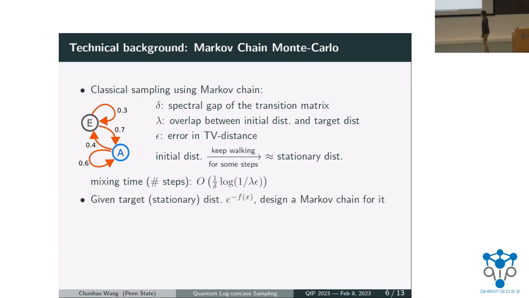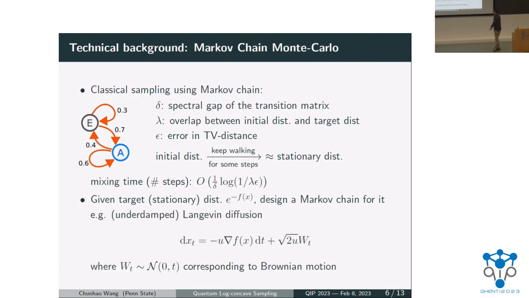And for this task, sampling from a log-concave distribution, the Markov chain we use is based on Langevin dynamics. This is a stochastic differential equation, and this is just the continuous-time version; for the algorithms we need to discretize it in time. And this W_t is the Brownian motion. Okay, so now we have the classical background for sampling.